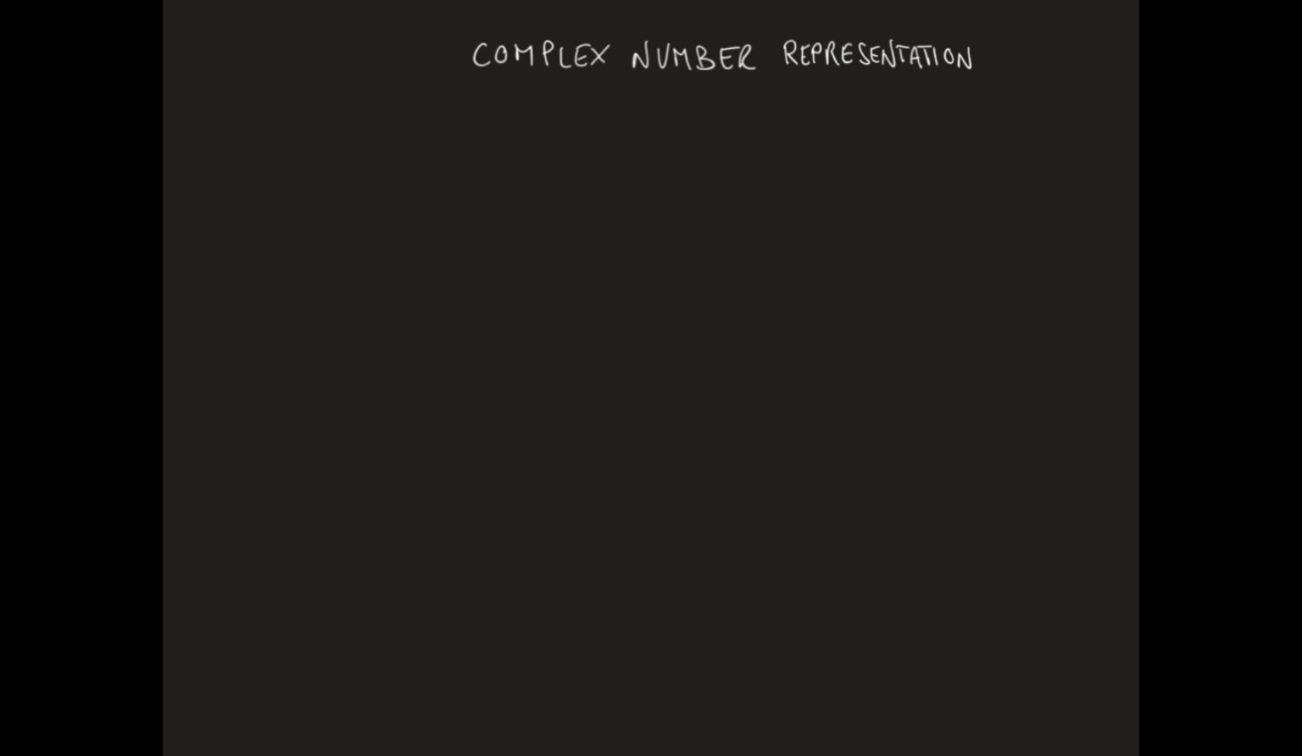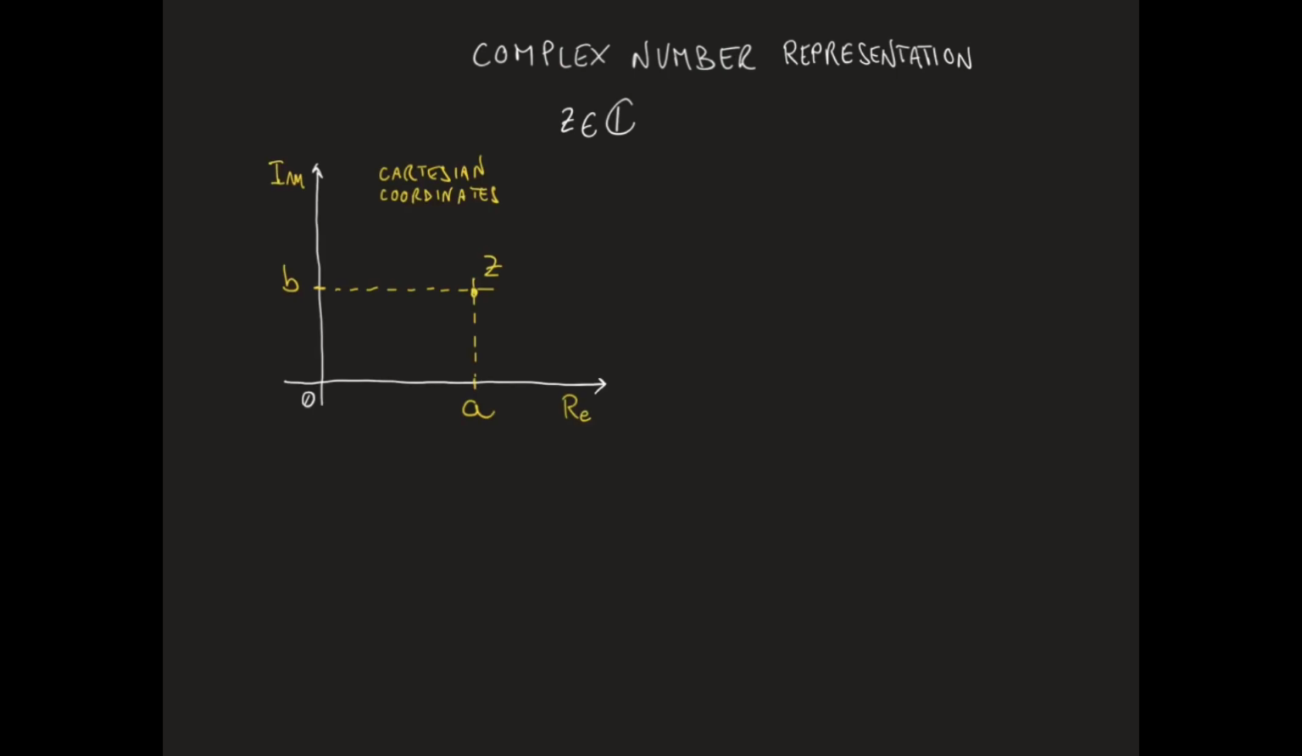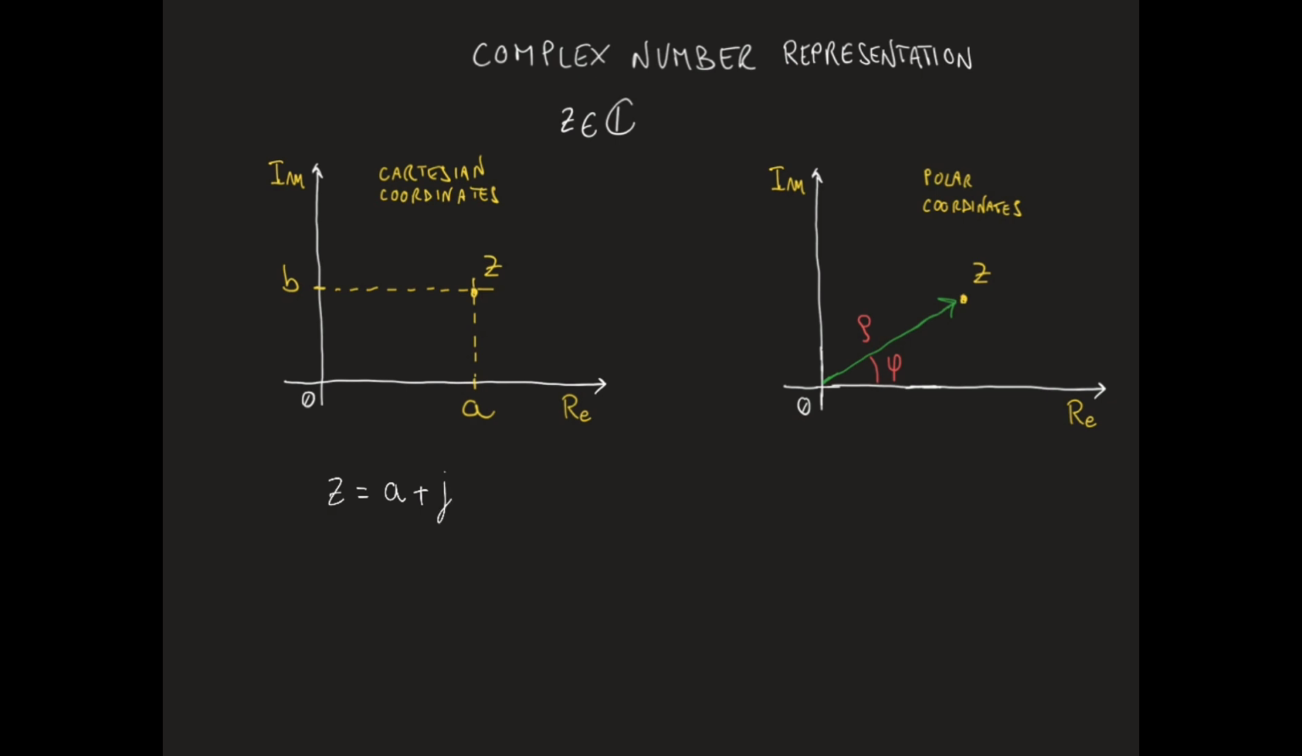To summarize, a complex number can be represented in the complex plane by using Cartesian coordinates or polar coordinates. In the case of the representation in Cartesian coordinates, the complex number can be written as a, the real part, plus j, the imaginary unit, times the imaginary part. The real part and the imaginary part are the Cartesian coordinates of the complex number in the complex plane.